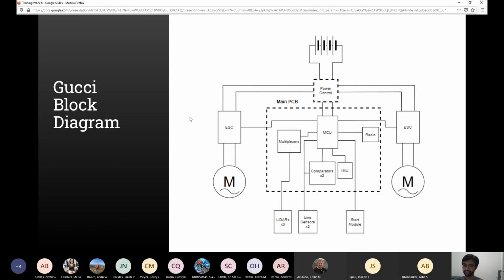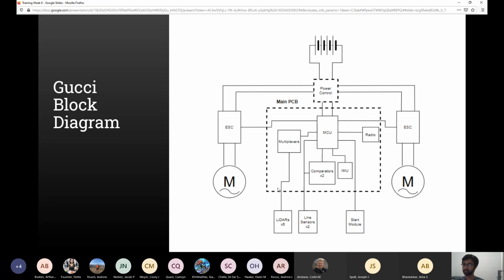So with these things in mind, we can now look at the block diagram for Gucci. For your future projects or currently working on projects, you should definitely consider making a block diagram so that you know what features you're going to need and how to organize them. But you can see it's all powered from a battery, which has a power control circuit. This is a new board which just has voltage regulation and monitoring built into it. The power control splits off the power from the battery into the 2 ESCs and then the 2 motors.